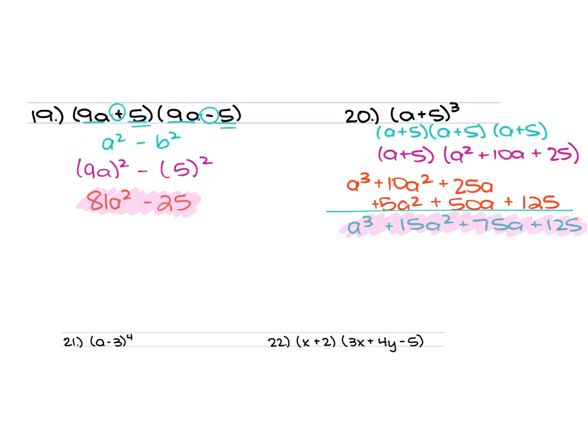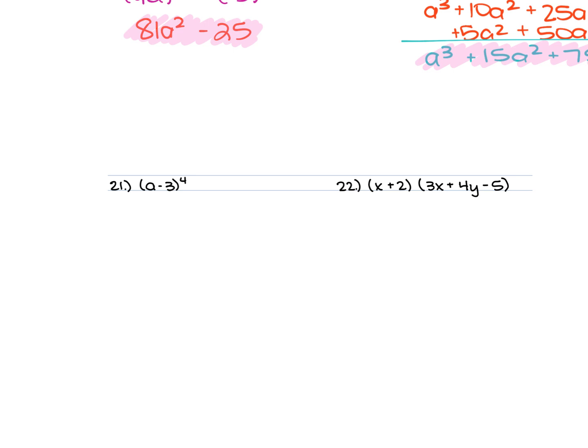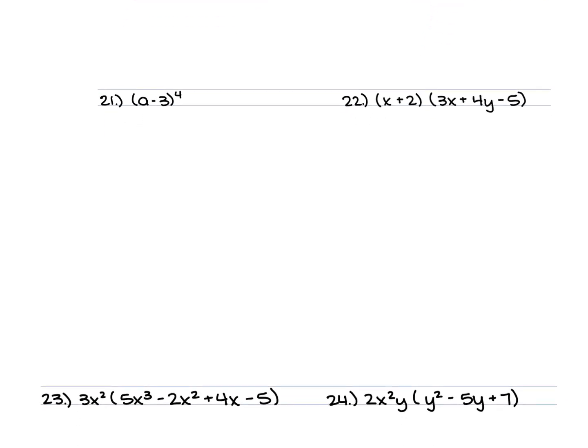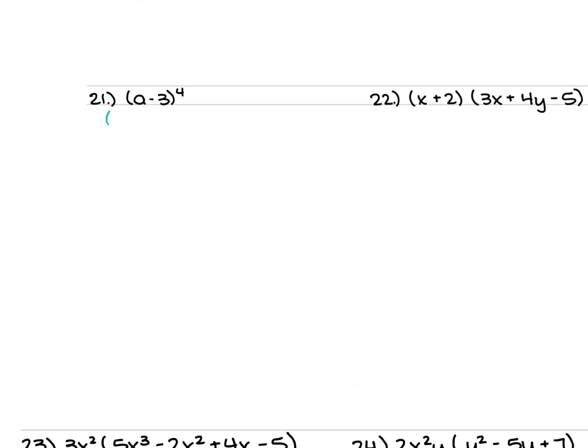For 21, we have (a - 3) to the 4th power. Now this one is the same exact thing as saying (a - 3) squared times (a - 3) squared. The (a - 3) squared, we know we can do a squared minus 2 times a times b plus b squared. And that's going to give us a squared minus 6a plus 9 times a squared minus 6a plus 9.